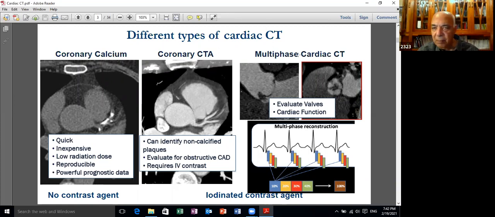And then came the multi-phase cardiac CT. The multi-phase cardiac CT takes pictures at different intervals in the RR interval. And by combining these into an imaging matrix, you can obtain a cine loop that tells you about the function of the valves, the presence of calcification in the valves, the presence of thrombi or vegetations, and as well, it gives you an idea about cardiac function. So these are the three principal forms of cardiac CT which are available now.